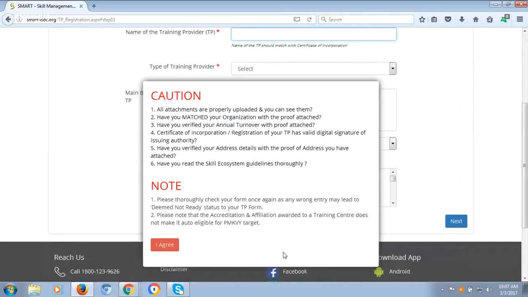Again, they have cautioned you. Are all attachments properly uploaded, and can you see them? Have you matched your organization with the proof attached? Have you verified your annual turnover, certificate of incorporation, and address details? Have you read the skill ecosystem guidelines thoroughly? Before proceeding further, you have to agree to everything. Then you click I agree, or I have gone through these. I have all documents ready with me, I can upload them. If you are ready for this, then proceed further.